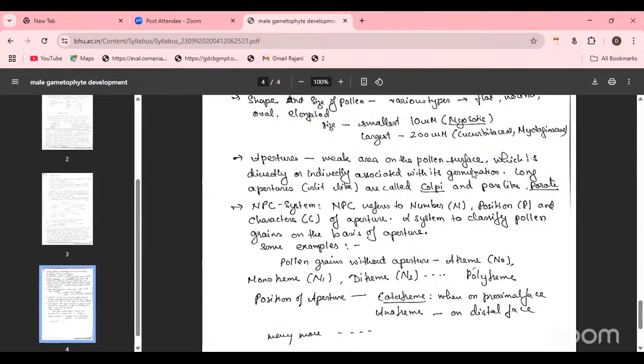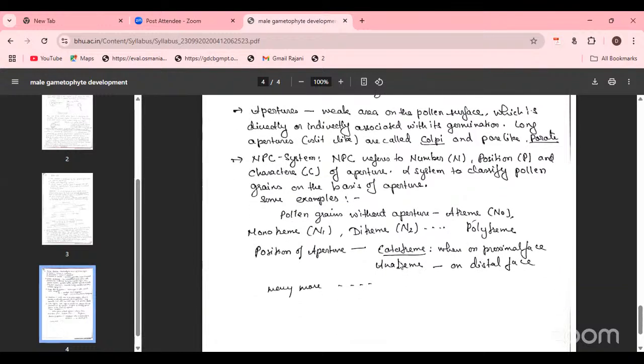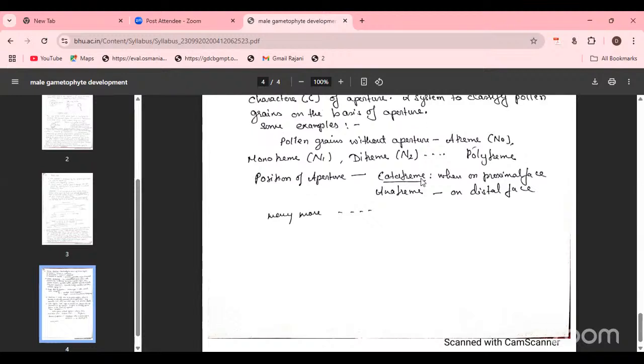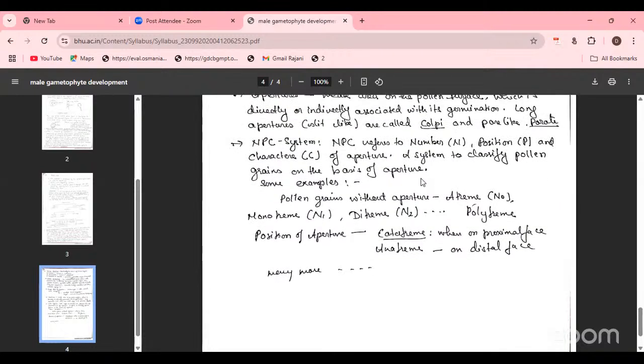This NPC system classifies pollen grains on the basis of apertures. For example, pollen grains without apertures are inaperturate. Mono-aperturate is N1, di-aperturate is N2, poly-aperturate is N3 and above. Position and character categories also matter. This is the total development of the pollen grains, also the female gametophyte. Thank you.